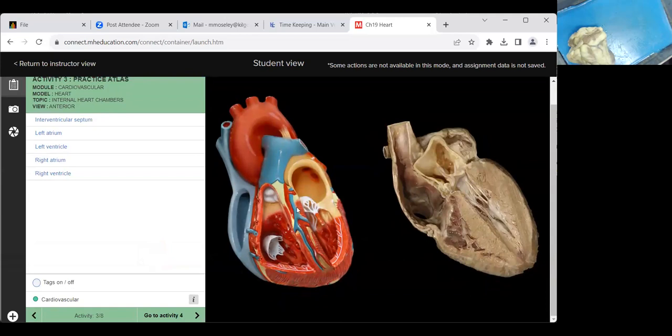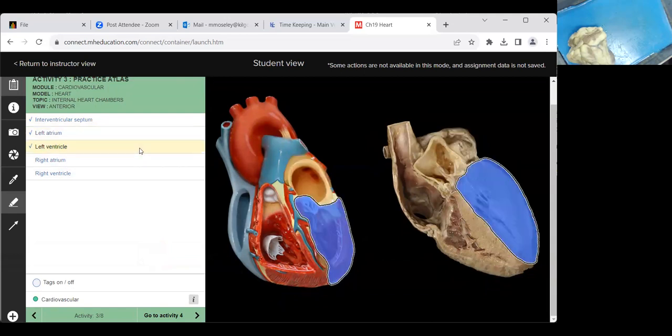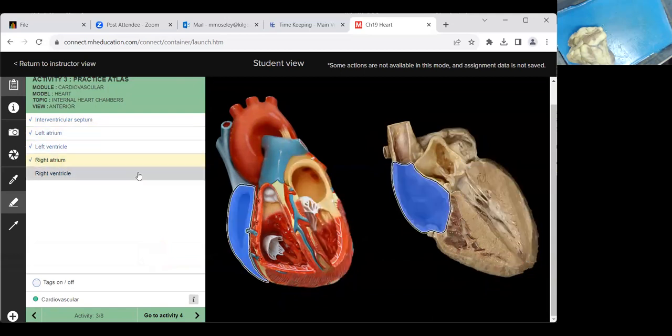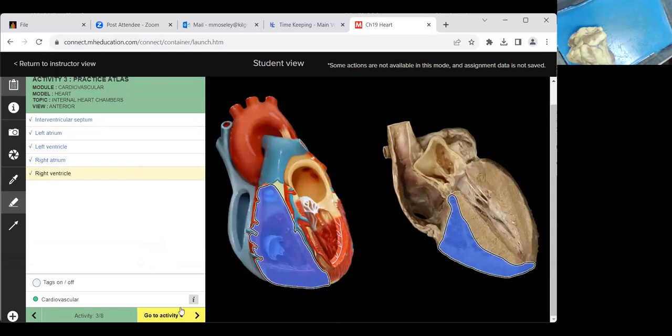Now, importantly here, we have the division between our right and left ventricle. So that means it's going to be our interventricular septum. So we can see that here. Then we have our left atrium, our left ventricle, our right atrium, and our right ventricle, both on the real heart and on the model there.